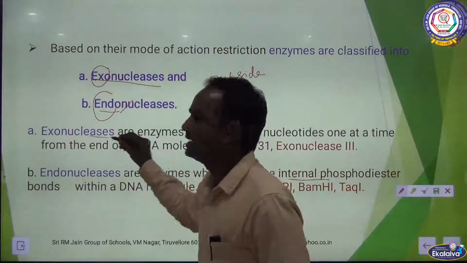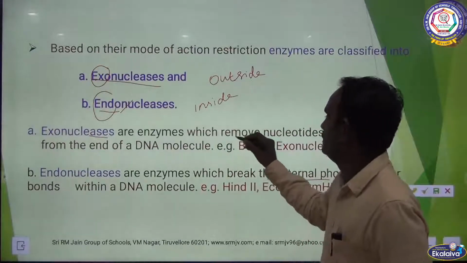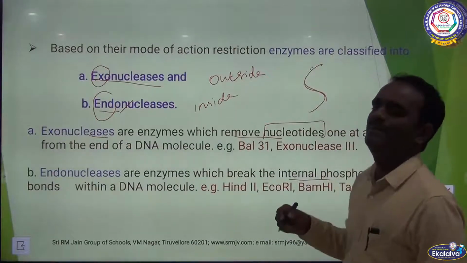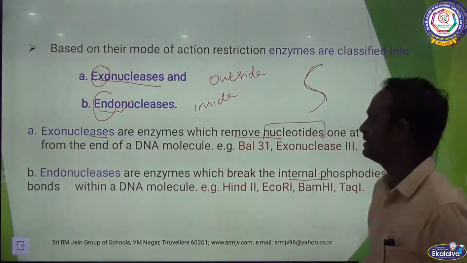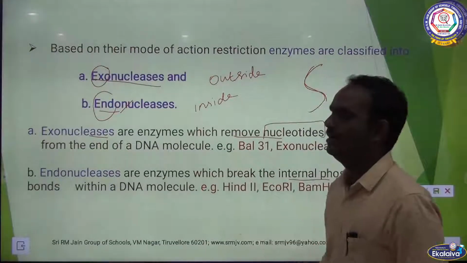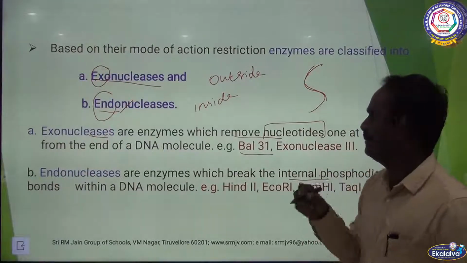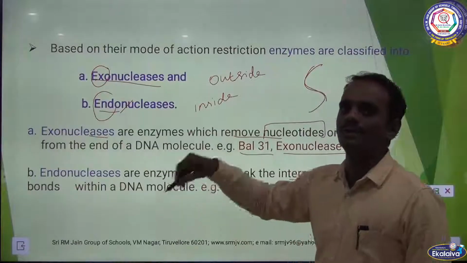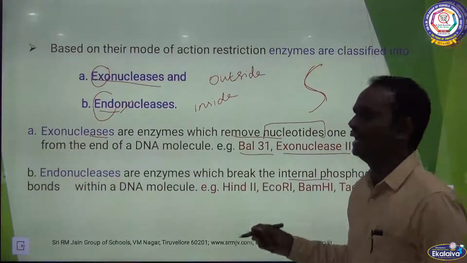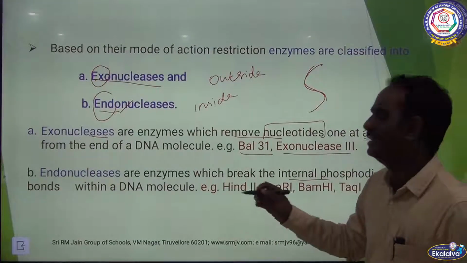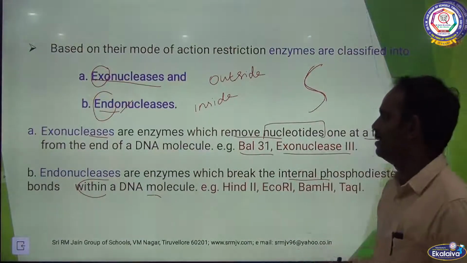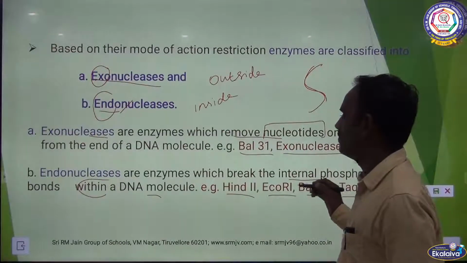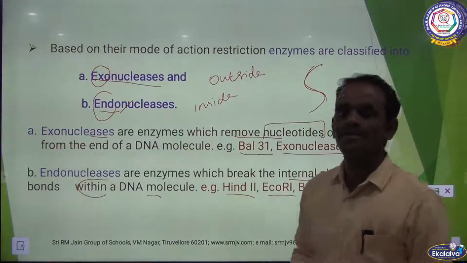First one, exonucleases. Exonucleases remove the nucleotides one at a time from the end of a DNA molecule. You know very well, DNA is made up of millions and millions of nucleotides. Examples of exonuclease are BAL31 and exonuclease III. Next one is endonuclease. Endonucleases break the internal phosphodiester bond within a DNA molecule. Examples: HindIII, EcoRI, BamHI, TaqI. These are all examples of endonucleases. Do you get my point, children? Shall we move on to the next slide? Yes.